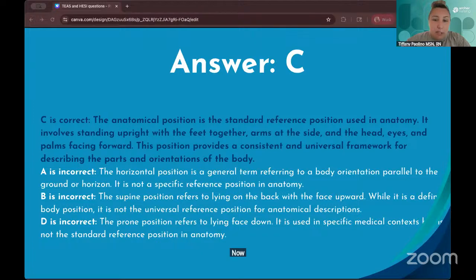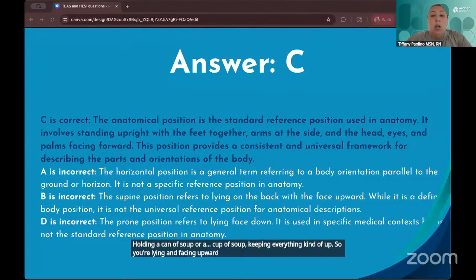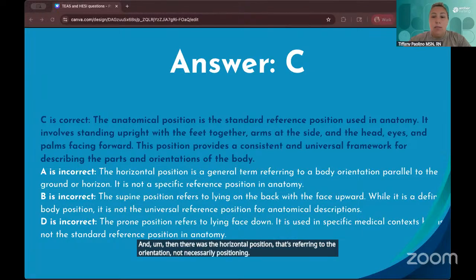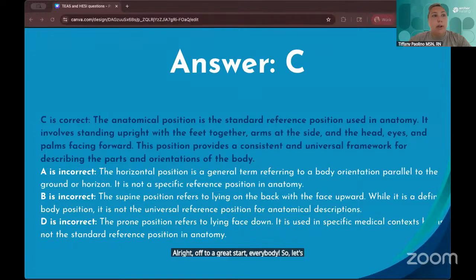Other positions like supine or prone: supine, I always think about soup, holding a cup of soup, keeping everything up. So you're lying and facing upward. Prone is quite the opposite, you're lying on your belly. And the horizontal position refers to the orientation, not necessarily positioning. All right, off to a great start, everybody. Let's move on to our third question.